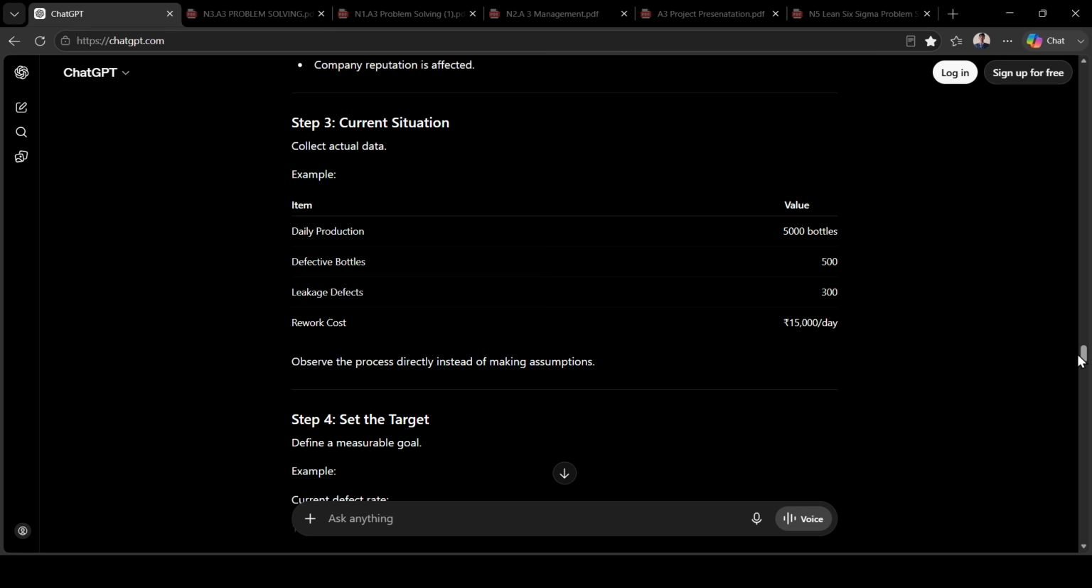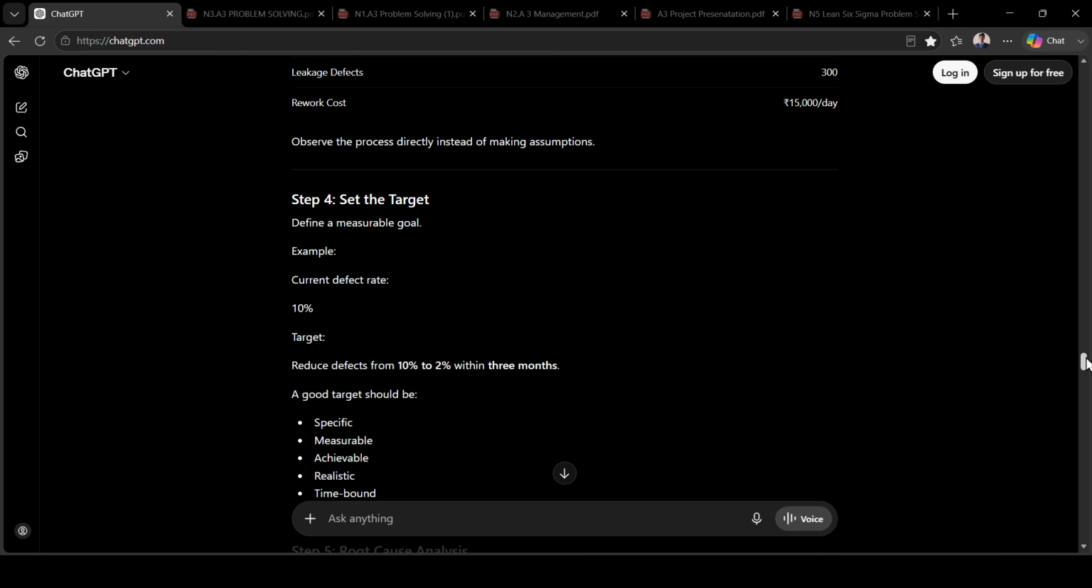Step three, current situation. Collect actual data, items and values. So daily production 5,000 bottles, defective bottles 500, leakage defects 300, rework cost 15,000 per day. So observe the process directly instead of making assumptions.